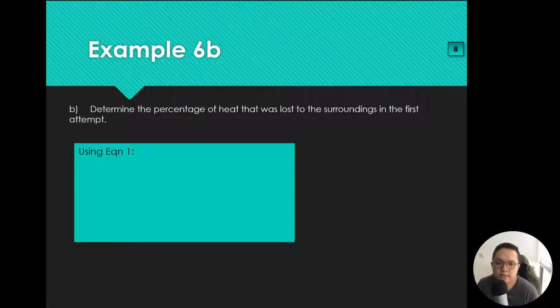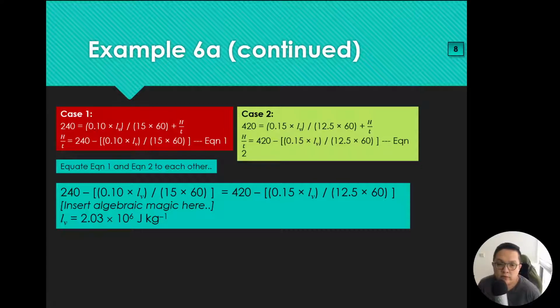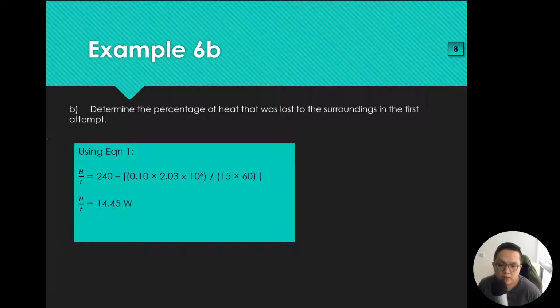Next, determine the percentage of heat that was lost to surroundings in the first attempt. For this, we have to use the first attempt, so equation 1. What we have done just now is find L_V. We can substitute L_V into this equation and find H over T. Substituting in, you get H over T to be 14.45 watts. Once that has happened, you can work out the percentage heat loss: 14.45 divided by 240, which was the heat supplied by the immersion heater, multiplied by 100%, I get 6%.